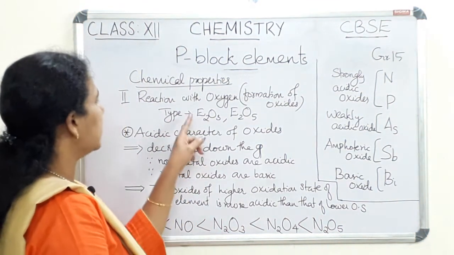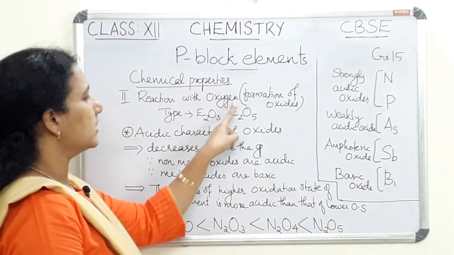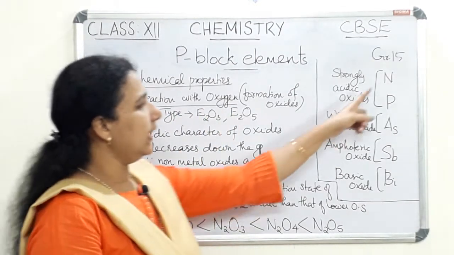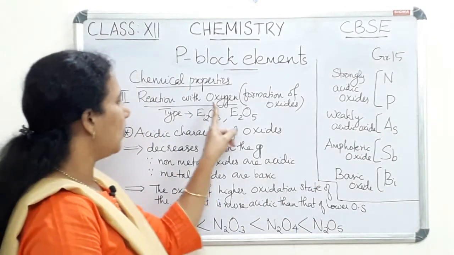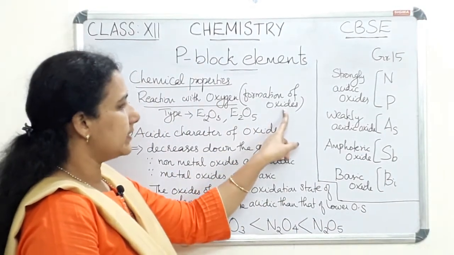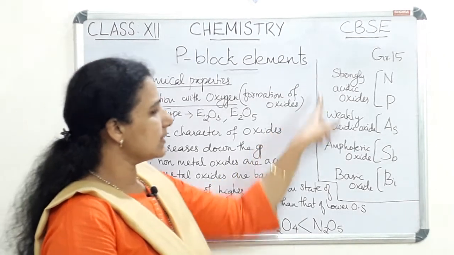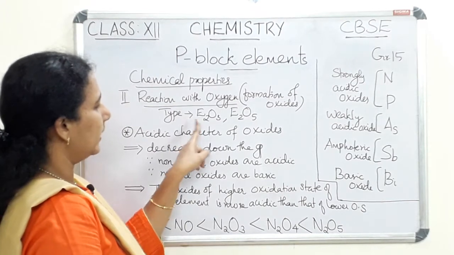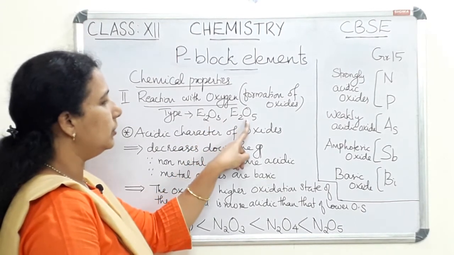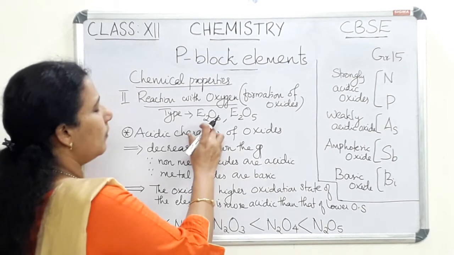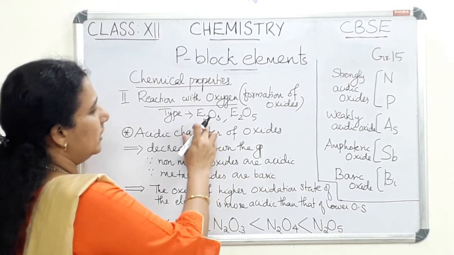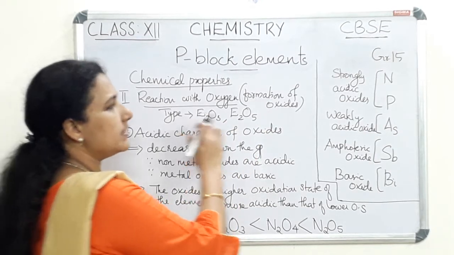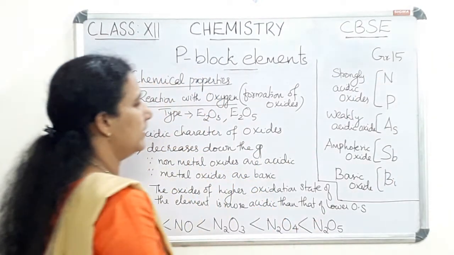Let us learn the next chemical property, that is reaction with oxygen. Group 15 elements react with oxygen to produce oxides. The types of oxides formed are E2O3 and E2O5. Here E represents these group 15 elements.